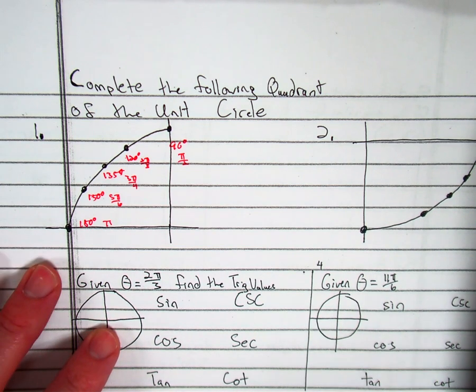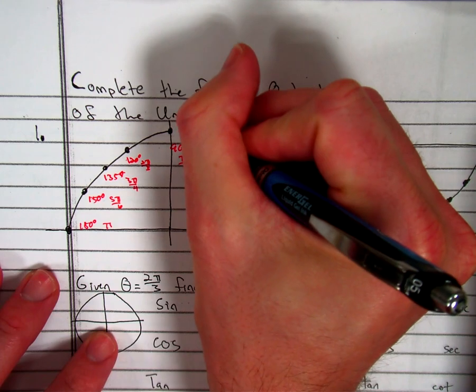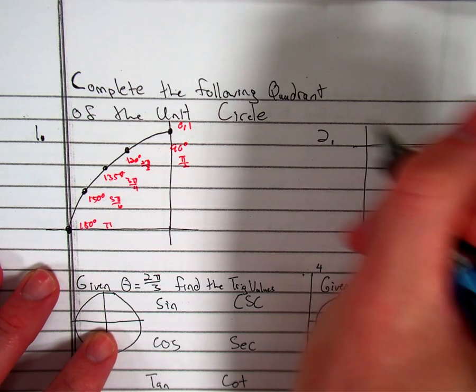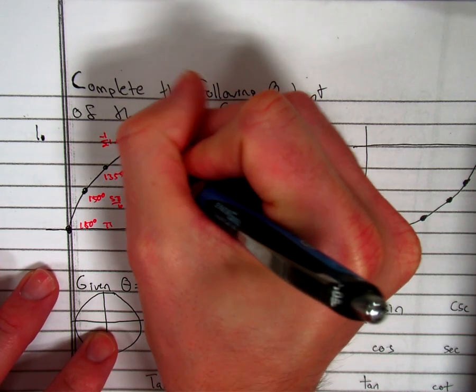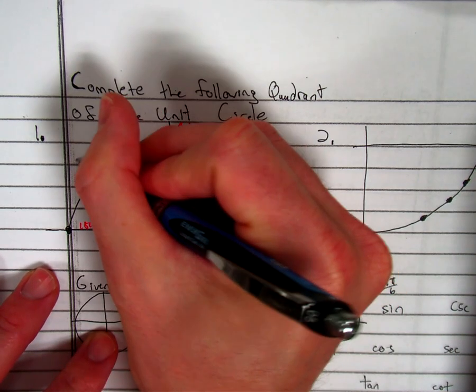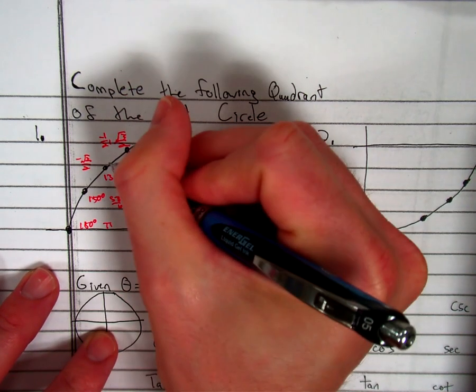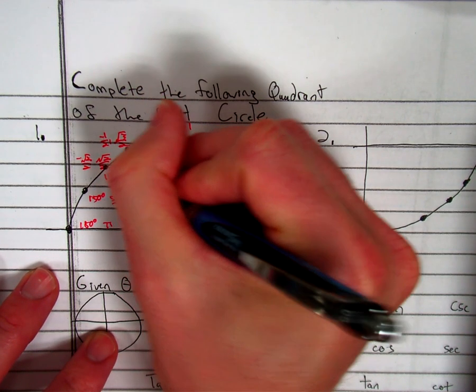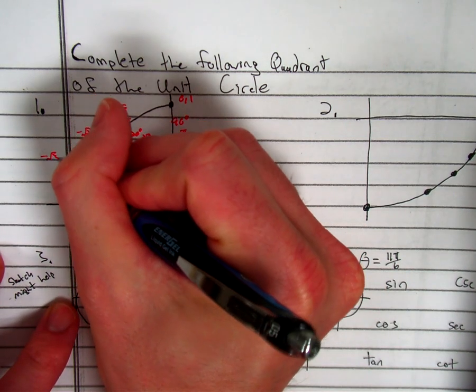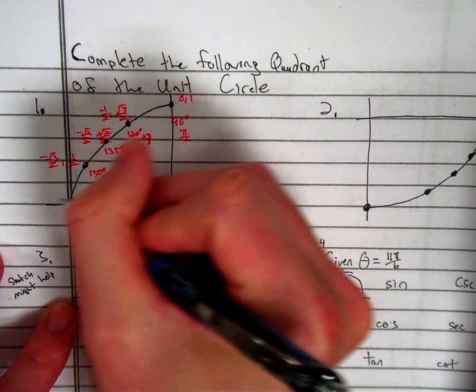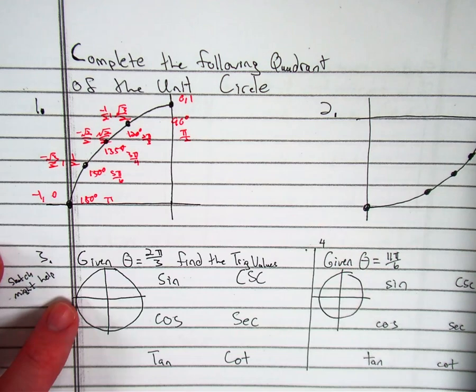And our coordinates. Up top here we got 0, 1. Then we'll have negative half, positive radical 3 over 2, negative radical 2 over 2, comma positive radical 2 over 2, negative radical 3 over 2, positive a half, and negative 1, 0.